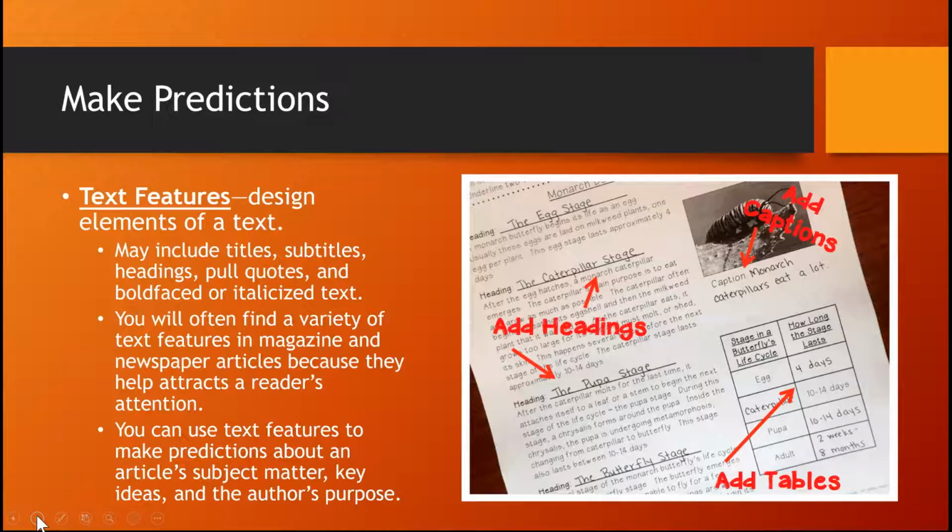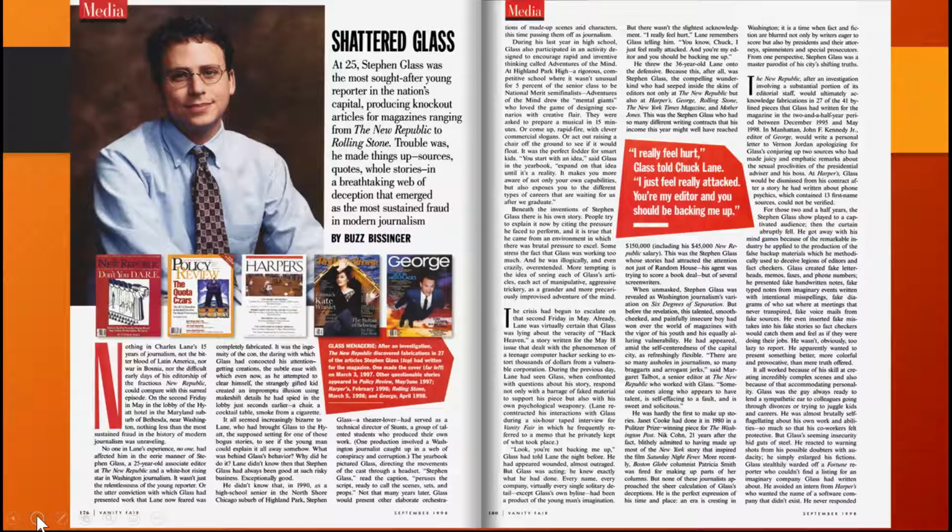Think of any magazine you've seen, Vogue magazine, People magazine, Time, whatever, right? There are a lot of text features that get people's attention. The same can exist in informative articles as well. So here, looking at this magazine spread, what text features do you see?